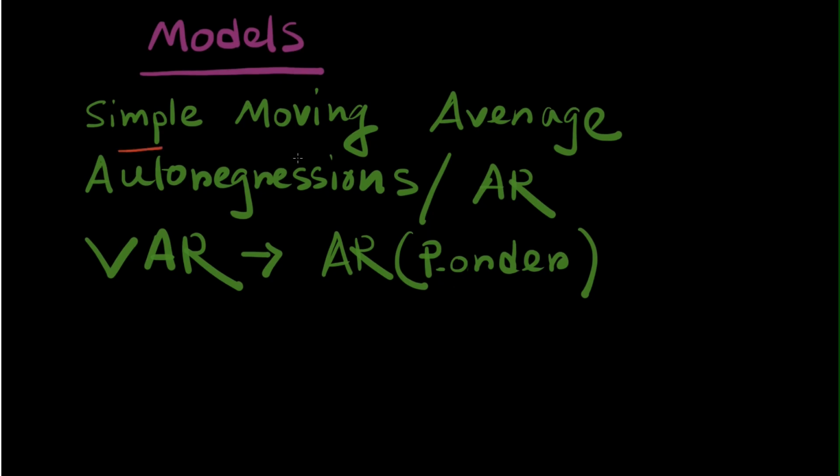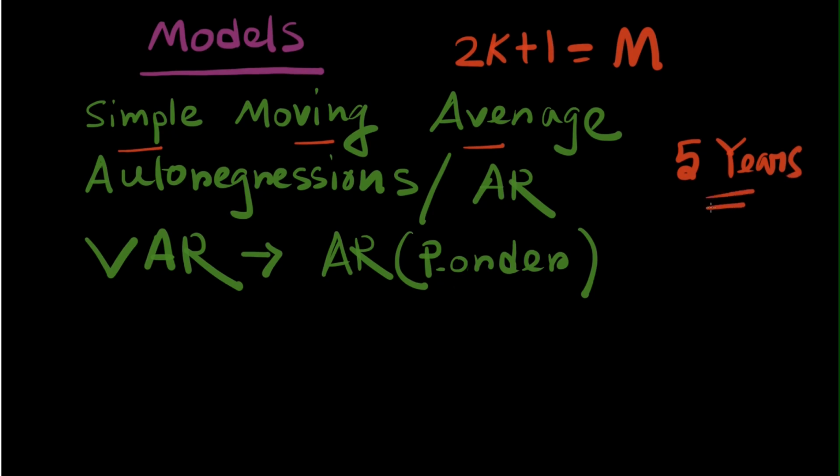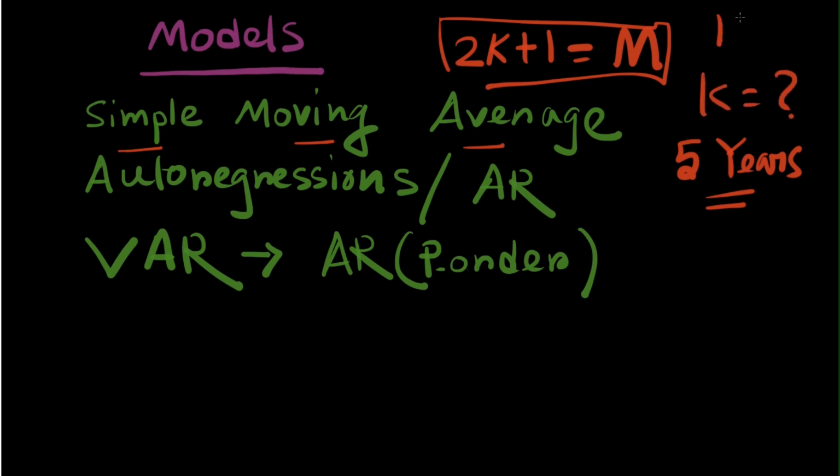We use simple moving average. Now, my dear learners, in any moving average, for instance, there is a formula: 2k plus 1 is equal to m. So if we are interested in taking a 5 year moving average, then we can use this formula to get it. But it depends on what your k is. Here I am putting k as 2. You can put anything and then you can find how many years you'd like to take as a moving average.